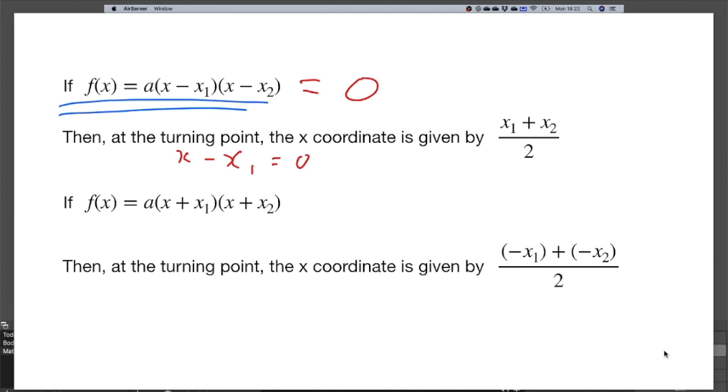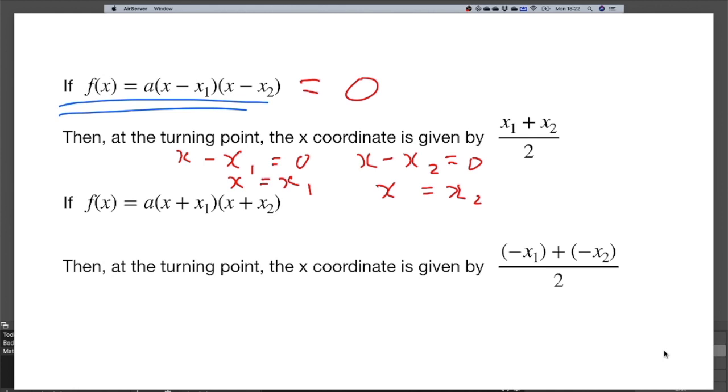In this question, x1 is the first x-intercept and x2 is the second x-intercept. So x minus x1 is equal to 0, which gives us x is equal to x1. So this graph will cut the x-axis at x1. The other point will be given by x minus x2 is equal to 0, which will give us x is equal to x2. So again, in this case, the second x-intercept is given by x2.